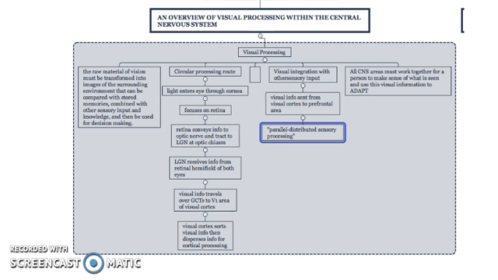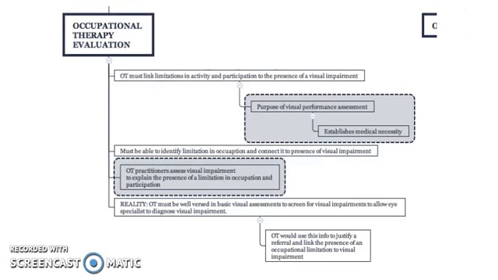There's a circular processing route; light enters through the cornea. These are things that we've learned about before and that we just need to keep in mind. In addition, we also need to know that all CNS areas must work together for a person to make sense of what is seen and use this information in order to adapt, which is so important for OT. So, how does OT handle this?